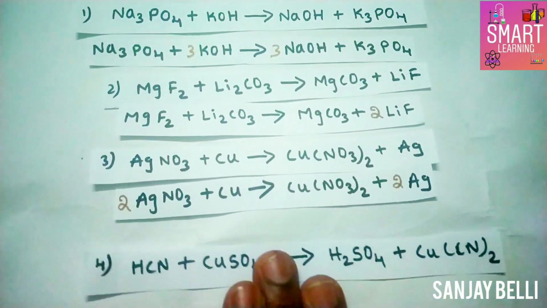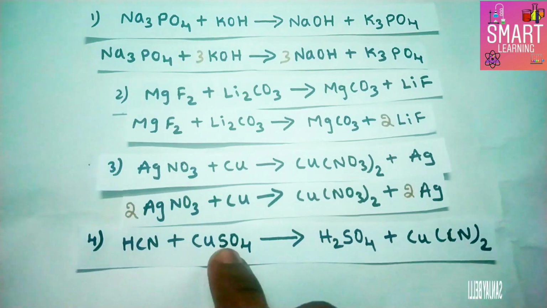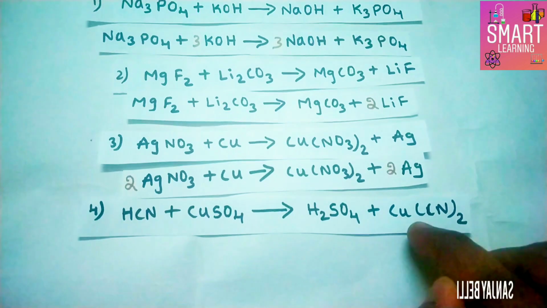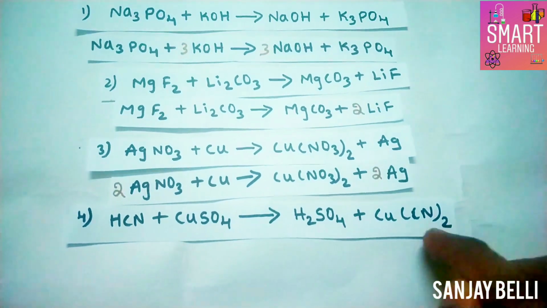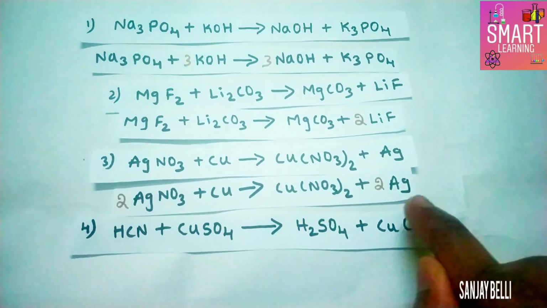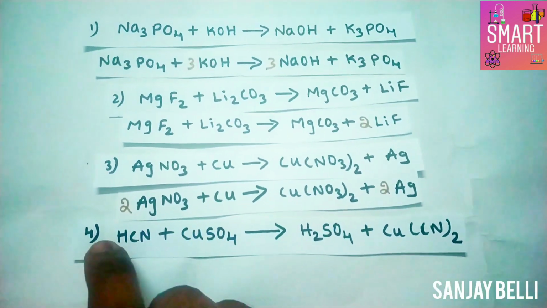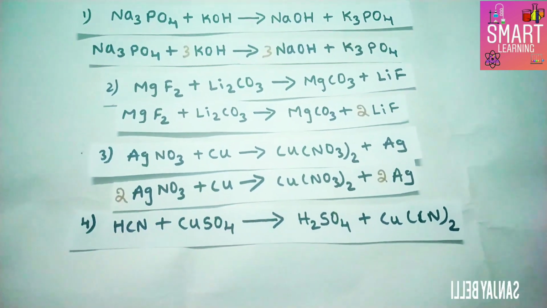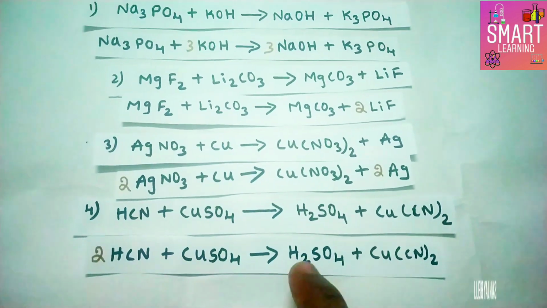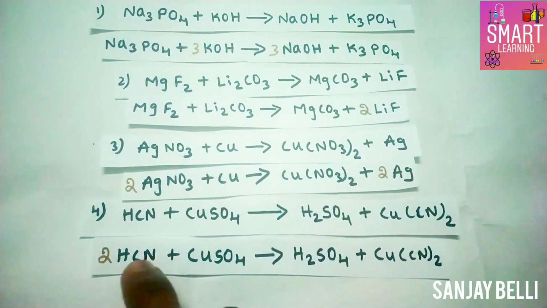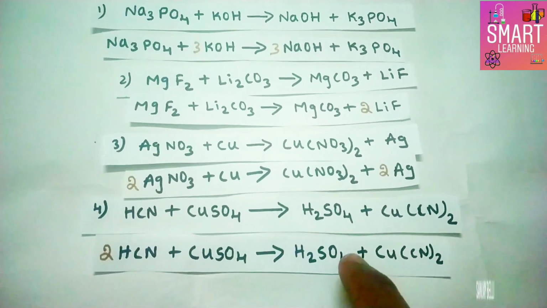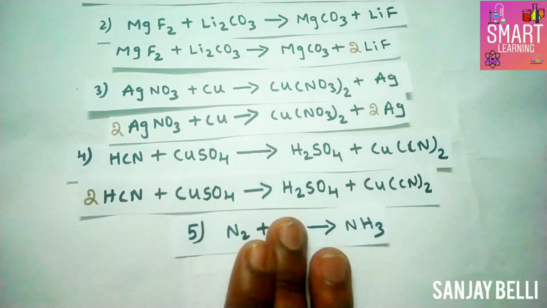Next, your fourth question. HCN plus CuSO4 gives rise to H2SO4 plus Cu(CN)2. Now how to balance here? Here Cu(CN)2, that means 2 is present, so here you have to keep a 2. Okay, now it will be balanced. Here 2 hydrogens and 2 carbon nitrogens, 2 carbon nitrogens, 1 copper, SO4.